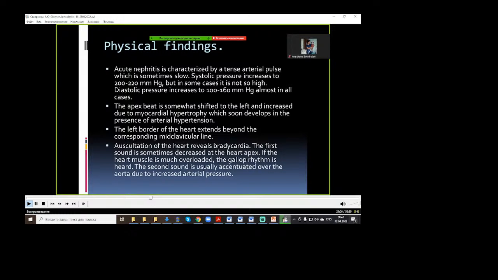Auscultation of the heart reveals bradycardia. The first sound is sometimes decreased at the heart apex due to left ventricle hypertrophy. The heart muscle is much overloaded. The gallop rhythm may be heard. The second sound is usually accentuated over the aorta due to high blood pressure.